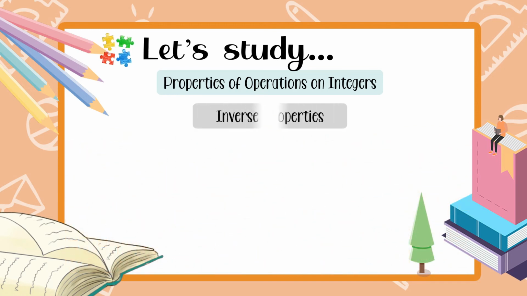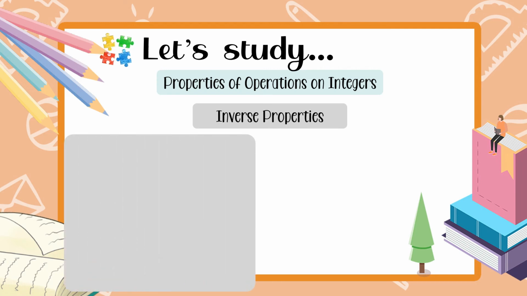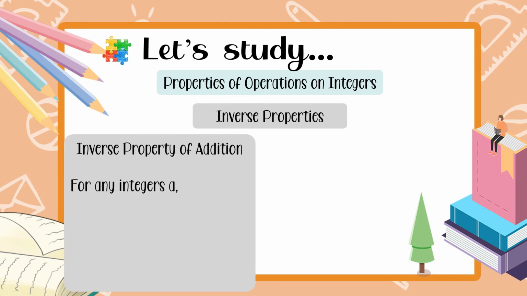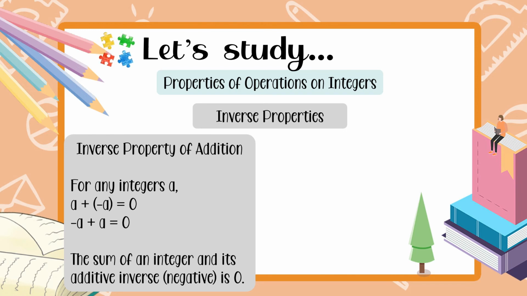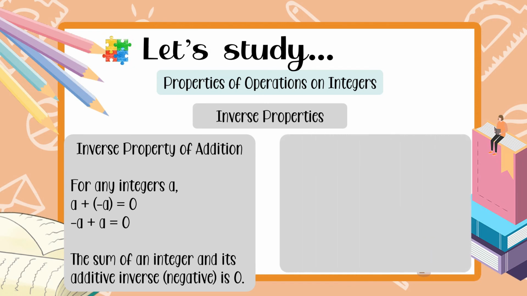Next property we have, inverse properties. Meron ulit yung dalawa. Okay? So we have the inverse property of addition. For any integers a, a plus negative a is equal to 0, or negative a plus a is equal to 0. The sum of an integer and its additive inverse or negative is 0. Okay, so paano yan? Let's have an example here.